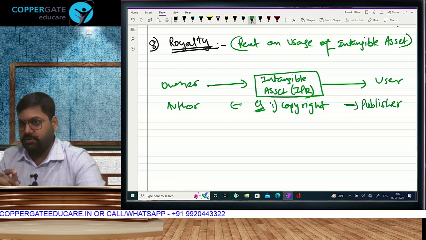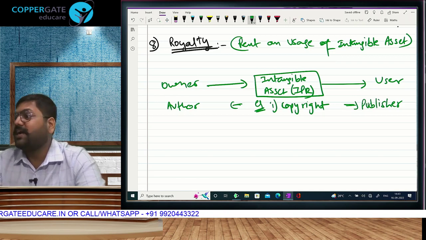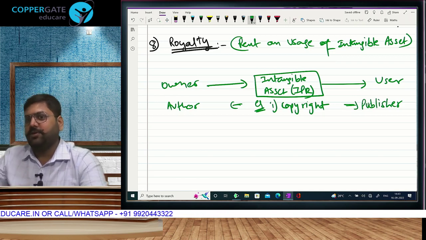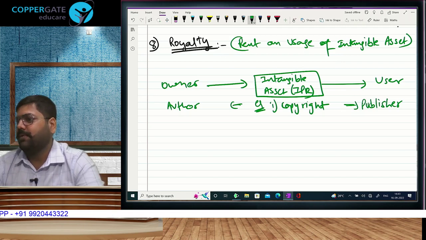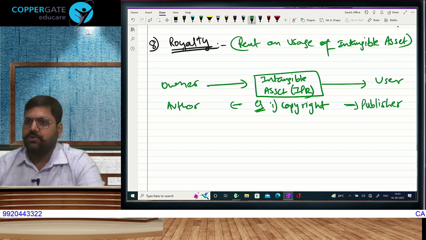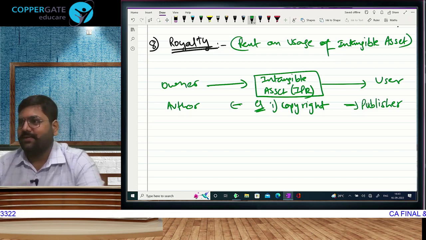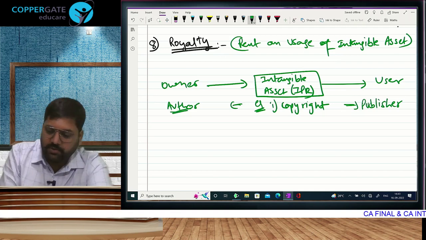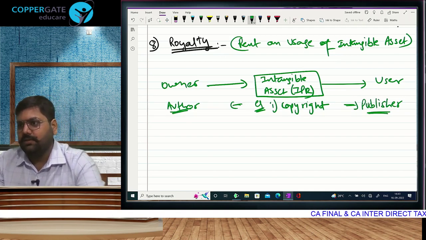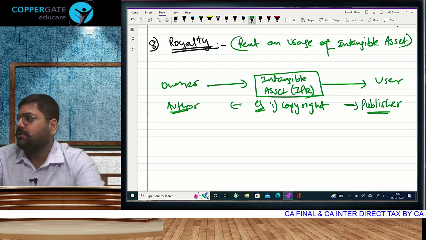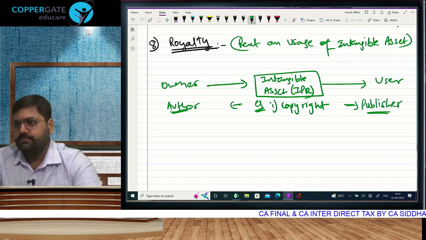Every time he writes a book, he just writes and finishes. Responsibility of selling the book will be on the publisher, Rupa and Company. So every time one copy is sold, there will be a payment made to the author. That is called royalty on copyright. So he is the owner because he wrote it, and this is the user generating income using the asset. We say royalty to an author on copyright.